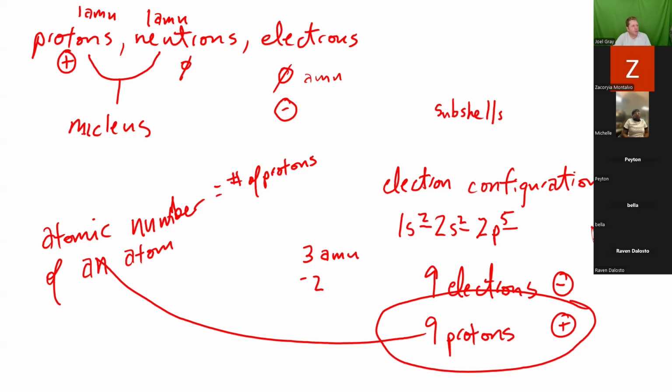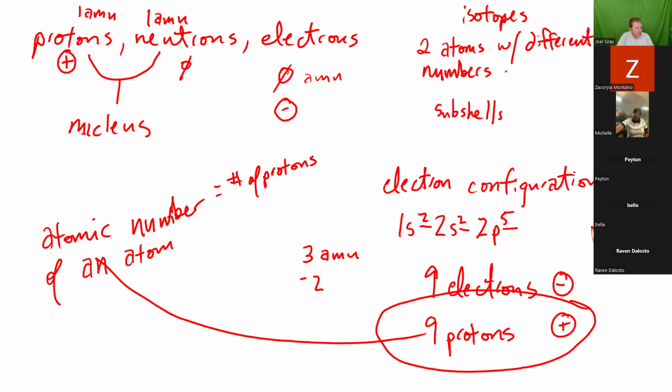Now, one other thing that we talked about with respect to our subatomic particles is isotopes. So isotopes are basically 2 atoms with different numbers of, and this is totally a reasonable question. This is a question that's ready to go. Isotopes are 2 atoms with different numbers of neutrons.